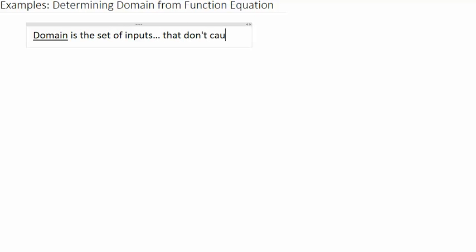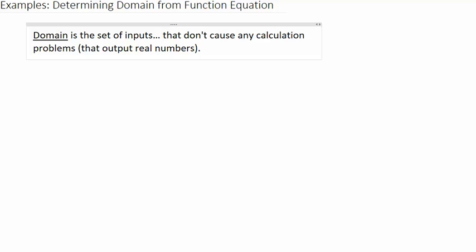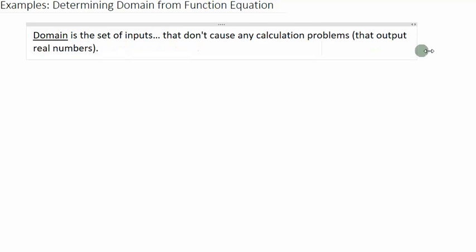What is domain? Domain is the inputs, the set of inputs. And that's really what most people remember, okay? It's a set of inputs. But specifically, it's a set of inputs that don't cause any calculation problems, okay? And if you want to know more precisely what that means is that output real numbers. So if you have a calculation that does not output a real number, then the number you input would not be in the domain.